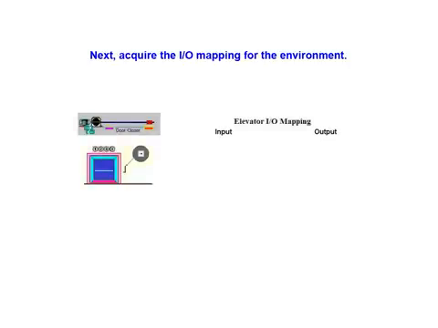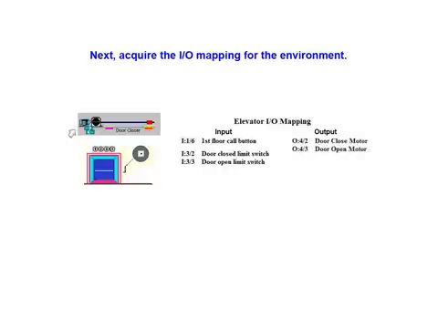We'll now take a brief look at the I/O mapping for the elevator environment. As previously stated, we're going to use the first floor call button as the request for the door cycle to begin. This call button is connected to input rack 1, bit 6. 2 normally open limit switches are connected to input rack 3, bits 2 and 3, and are used to indicate when the doors are completely opened or completely closed. And lastly, the motor controls are connected to output rack 4, bits 2 and 3.